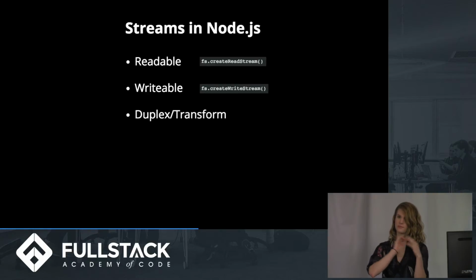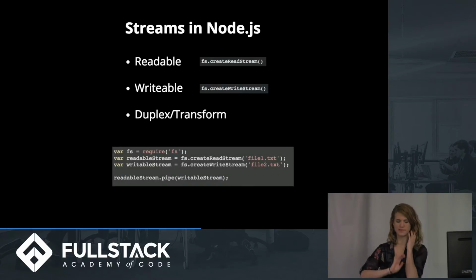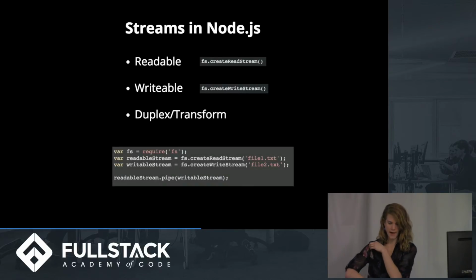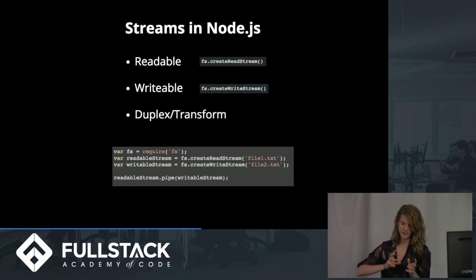And where streams really become powerful is when combined with pipes, which you may remember from the Unix workshop. So this is just sort of a simple example of you're creating a readable stream from one file, and then you were just piping that directly into a second file's writable stream.